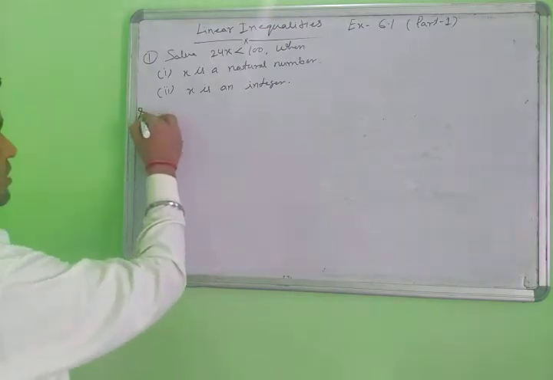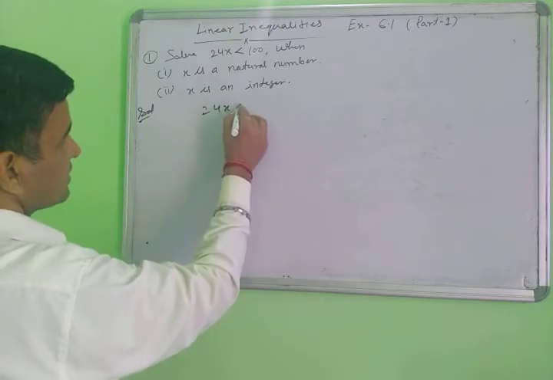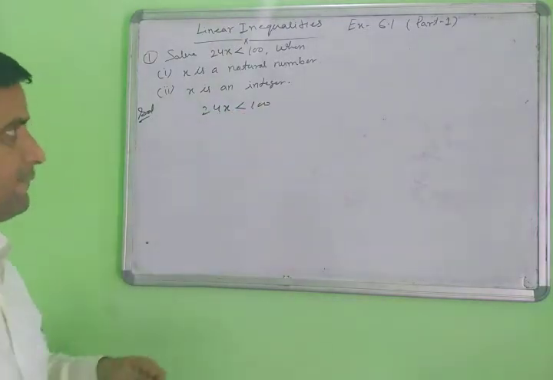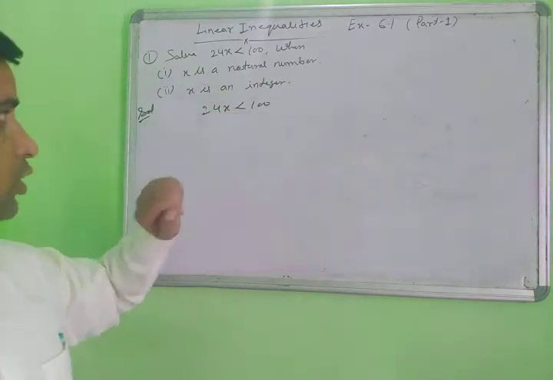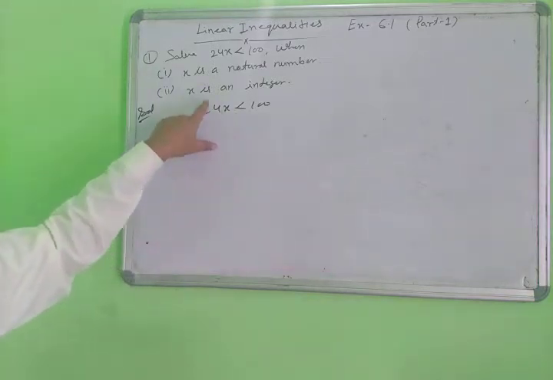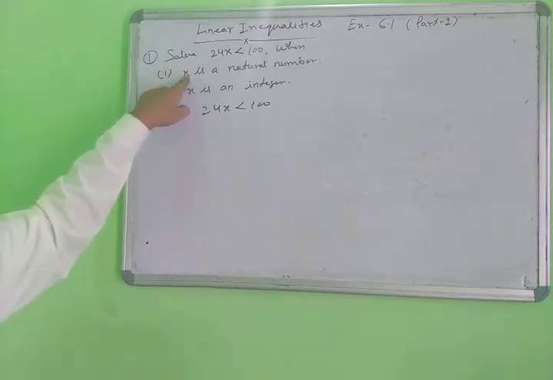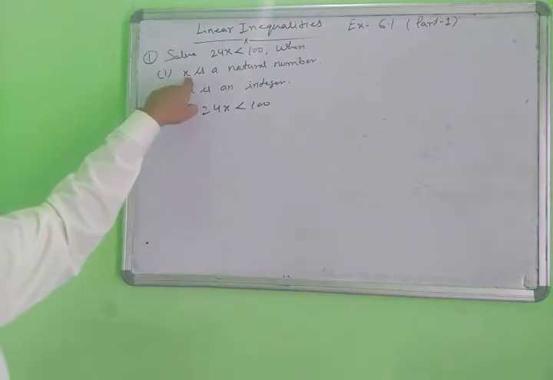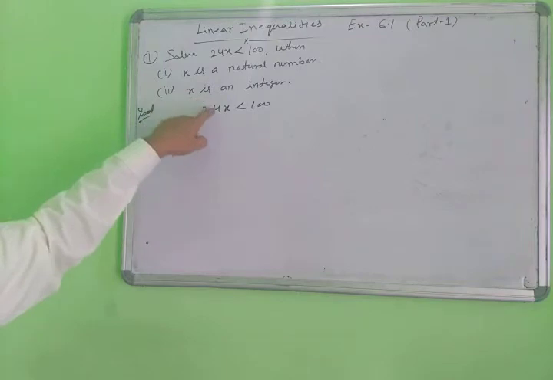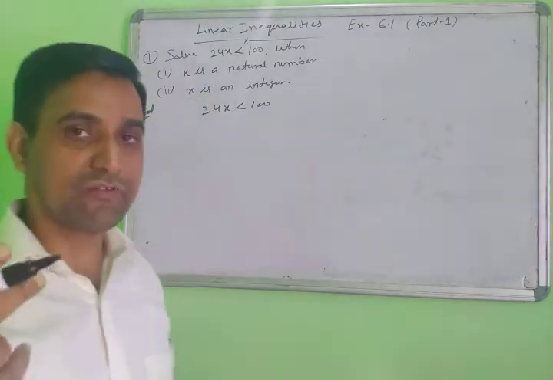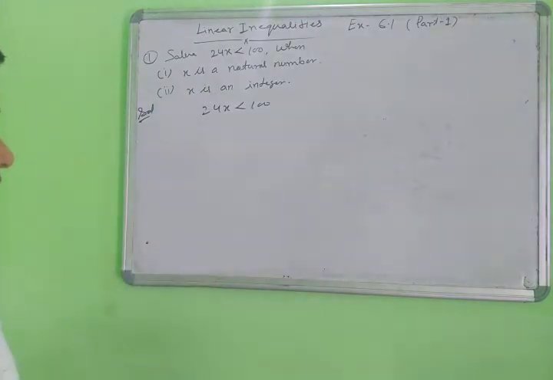Start the solution here. First, given the inequality 24x less than 100. How to solve it? You will solve for the value of x in both parts, finding a solution set of x. The given condition is x is a natural number in the first condition and x is an integer in the second condition. It means you are finding the value of x in this inequality.